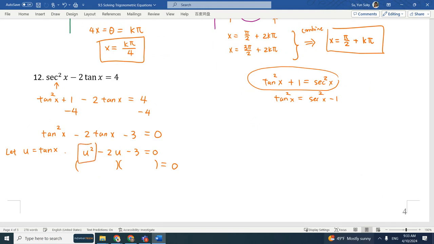So what are the factors of u squared? 1. So you get u and u here, right? And what are the factors of negative 3? 1 and negative 3, or negative 1 and positive 3. We don't know which one. Let's try the first one, 1 and negative 3. Okay, we keep trying until it works. Multiply the outside, we get negative 3u.